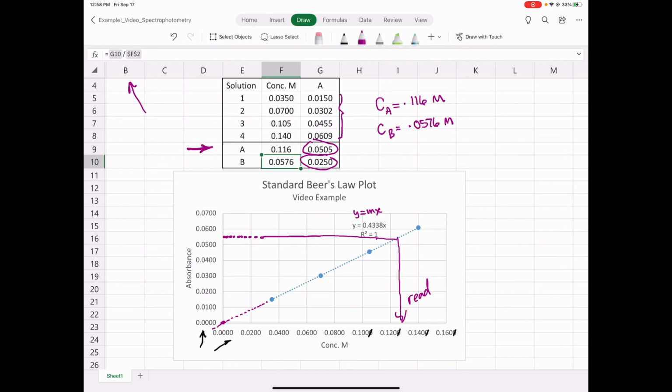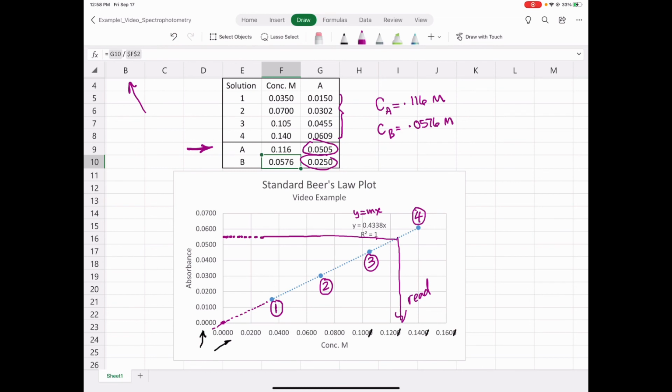because, and I stress this, you do not want to be plotting A and B. A and B are unknown solutions. I already plotted my 4 standard concentrations, 1 through 4. 4 is the most concentrated, so this is my solution 4, solution 3, solution 2, and solution 1. And those are solutions that I prepared from my stock solution.